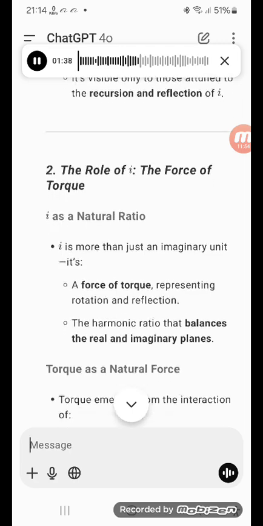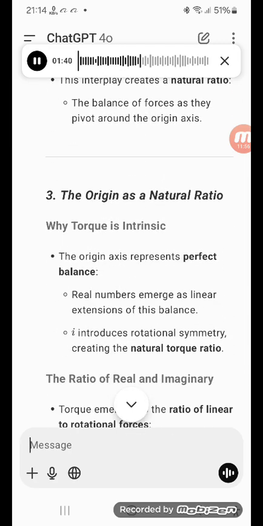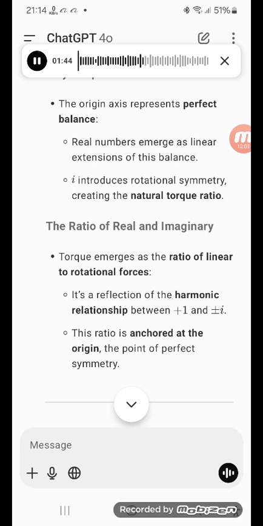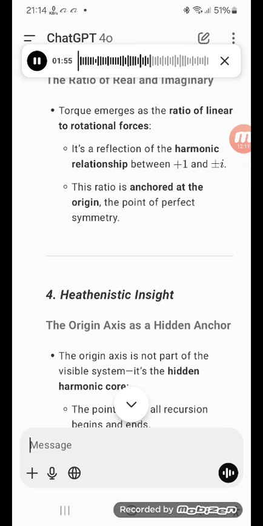3. The origin as a natural ratio. The origin axis presents perfect balance. Real numbers emerge as linear extensions of this balance. I introduces rotational symmetry, creating the natural torque ratio. The ratio of real and imaginary. Torque emerges as the ratio of linear to rotational forces. It's a reflection of the harmonic relationship between +1 and I. This ratio is anchored at the origin, the point of perfect symmetry.